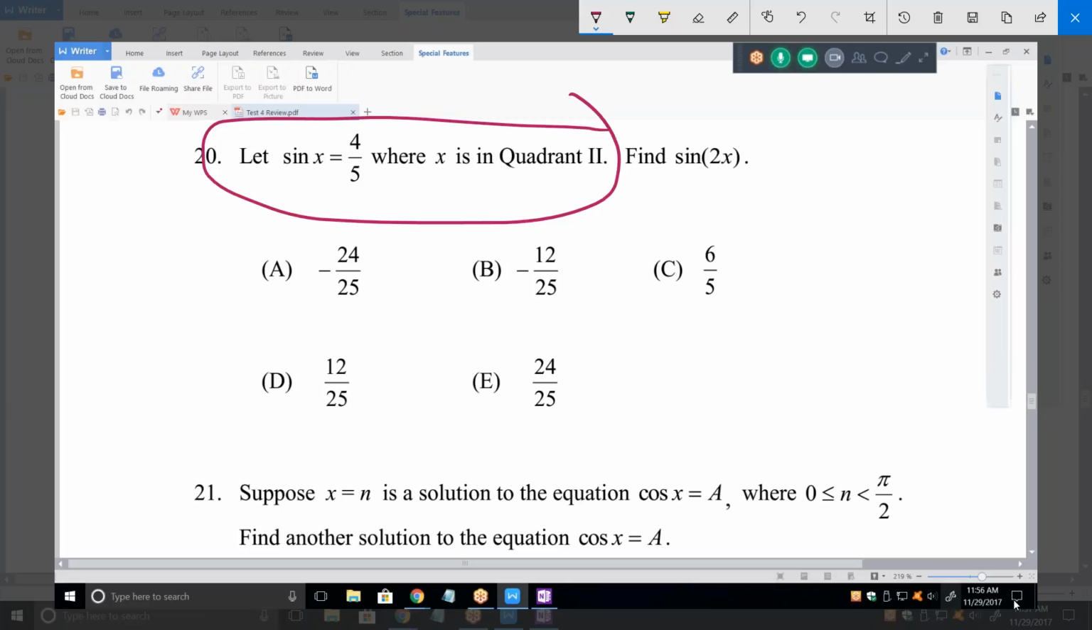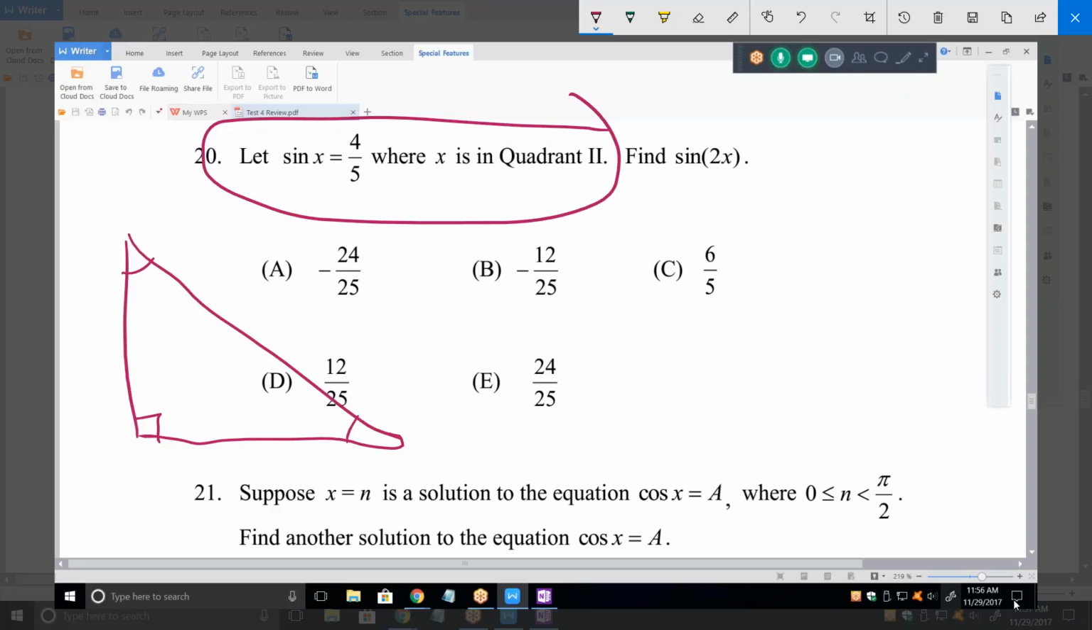Draw the triangle in quadrant 2. That's always a correct answer. Draw a right triangle and label what? Hypotenuse is 5, and the opposite is 4. Angle. I've got two possible angles here. I could take that angle, I could take that angle.